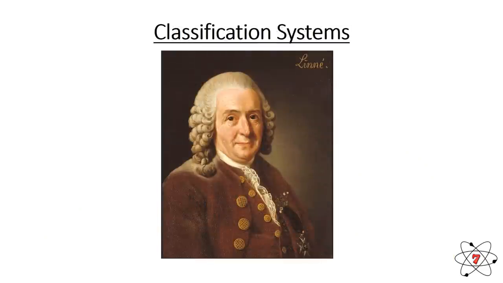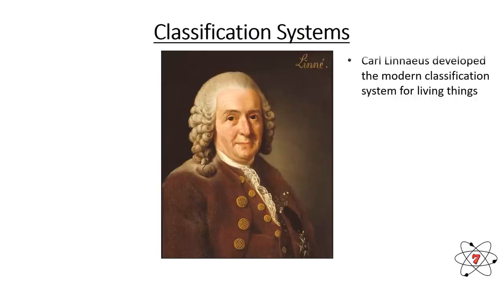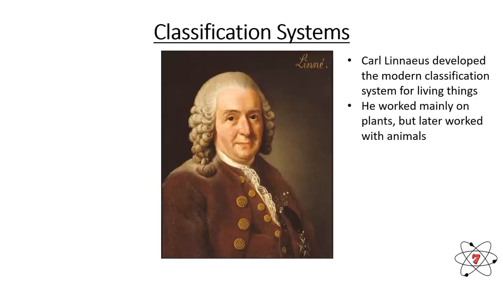When we think about classifying things, we need to make sure that everyone is using the same system. If people are using different systems, well, their classification isn't going to be the same, and this means it's not going to work. Every single scientist needs to be classifying in the same way. And the system that we all use was developed originally by a scientist called Carl Linnaeus. He worked mainly on plants when he started to classify those, but as he got on and he developed his system, he decided to work with animals as well.